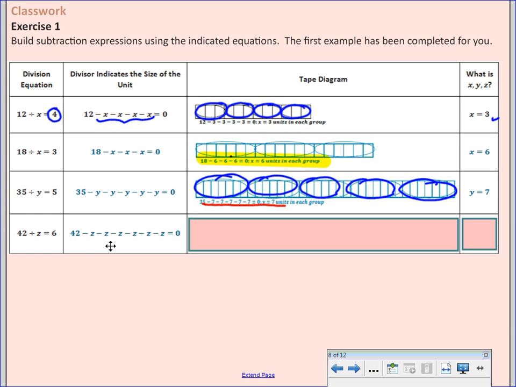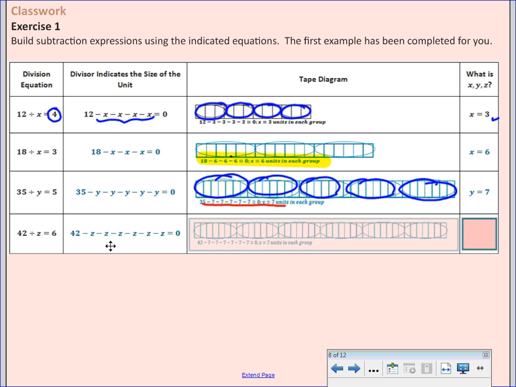42 minus z, there are 6 z's. So I separated my tape diagram into 6 groups. There were 7 in each group, so I knew that it was 42 divided by 7. z equals 7. I'm rewriting the number sentence below. Now what we did here was we looked at the divisor. We kept subtracting the divisor.